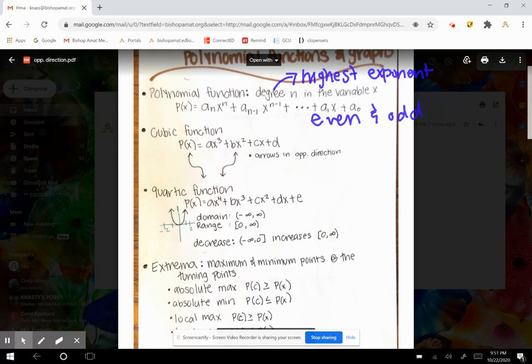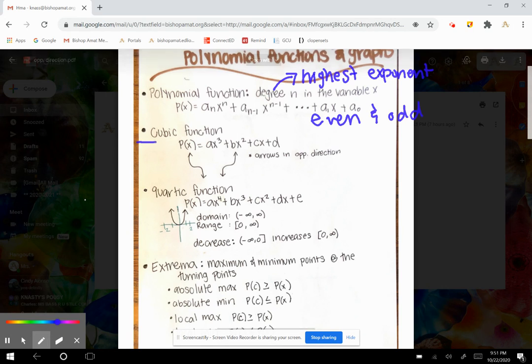So let's first look at a cubic function. A cubic is 3, so it's odd. This is an odd function. And when there's an odd function, the arrows go in opposite directions. So it looks something like this or like this. Noticing our arrows, one's pointing up and one's pointing down. Let's go to the next one.